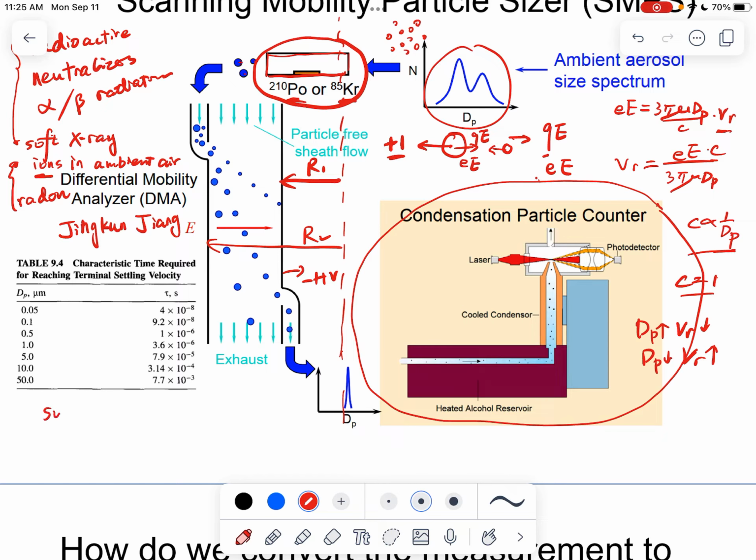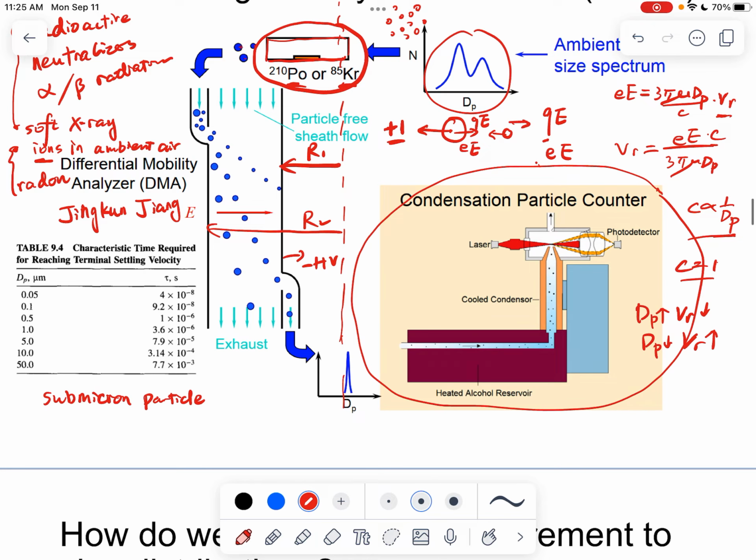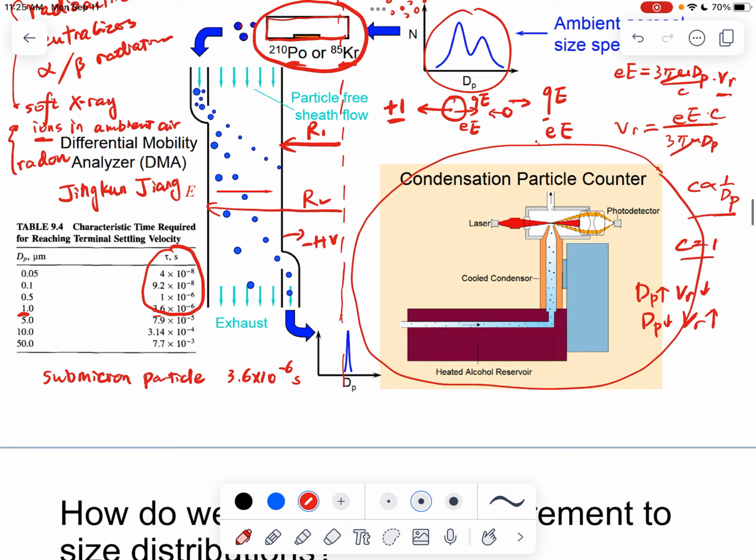At the same time, the sheath flow gives these particles a vertical velocity, since we're talking about submicron particles. One thing we know for these submicron particles is that they have a very short relaxation time. What that means is that when you introduce the aerosols into a flow field, they rapidly follow the flow. They basically just suspend in the flow. Even for a 1 micrometer particle, the relaxation time is just 3.6 times 10 to the minus 6 seconds.